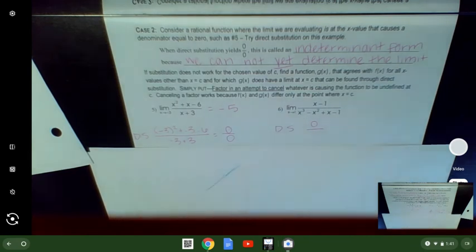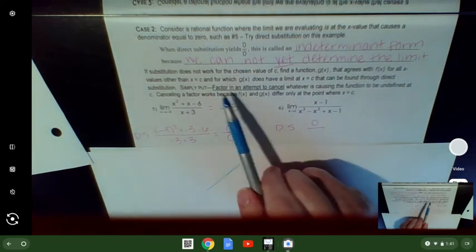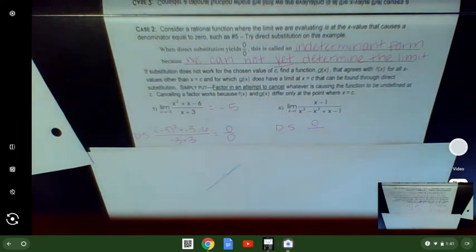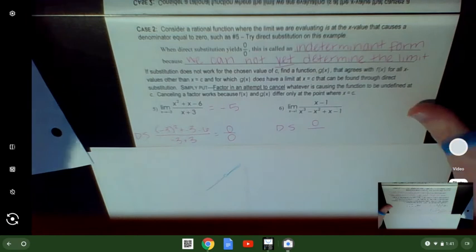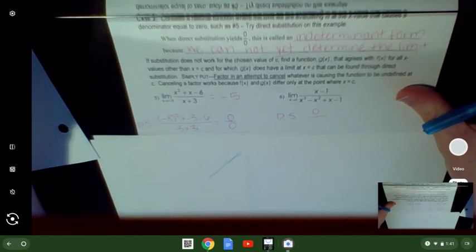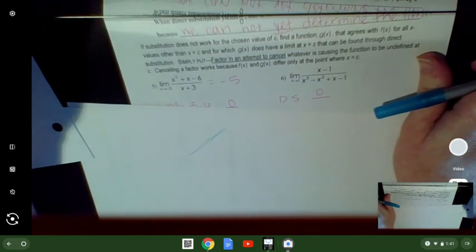So how do we find that limit if direct substitution gives us indeterminate form? Factor in an attempt to cancel. And I will graphically show you why that works here in just a second.